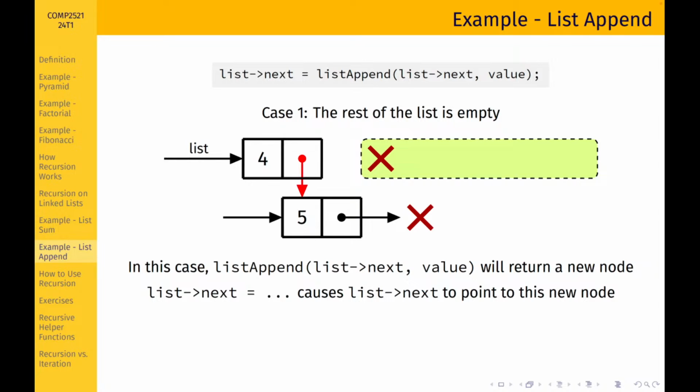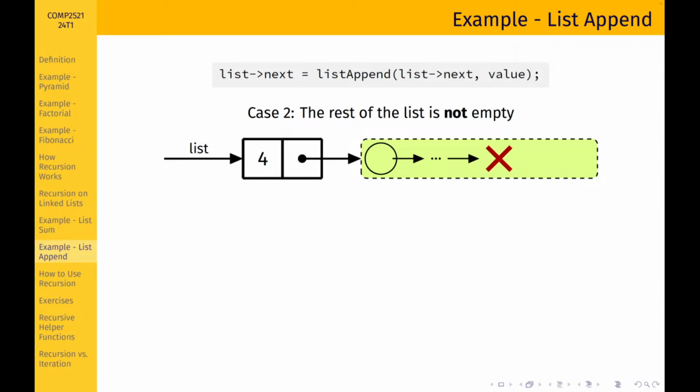So that's the case where the list is empty, and this kind of pattern ensures that the new node gets attached to the list. All right, now here is the second case, right? The rest of the list is not empty. Now, if the rest of the list is not empty, then this means that there's going to be at least one node in this part of the list. So I've just drawn it as a circle, and the value doesn't matter. Here's what the rest of the list looks like.